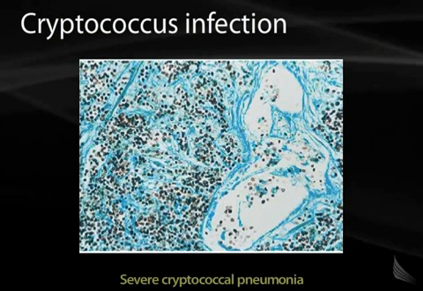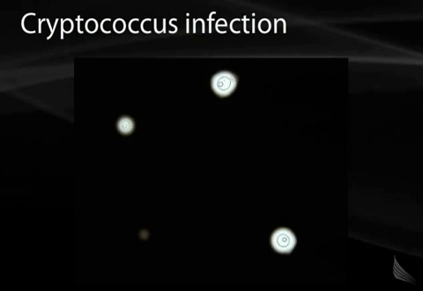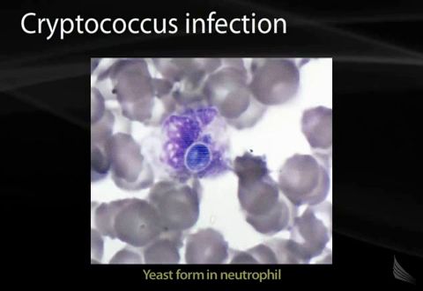This is a lung pathologic image that shows cryptococcal involvement of the lung. This is severe cryptococcal pneumonia. And this is Cryptococcus neoformans that is seen in an India ink preparation. The crypto bugs appear white in the India ink background. And you can see here in a neutrophil the yeast of the Cryptococcus in a peripheral blood smear.